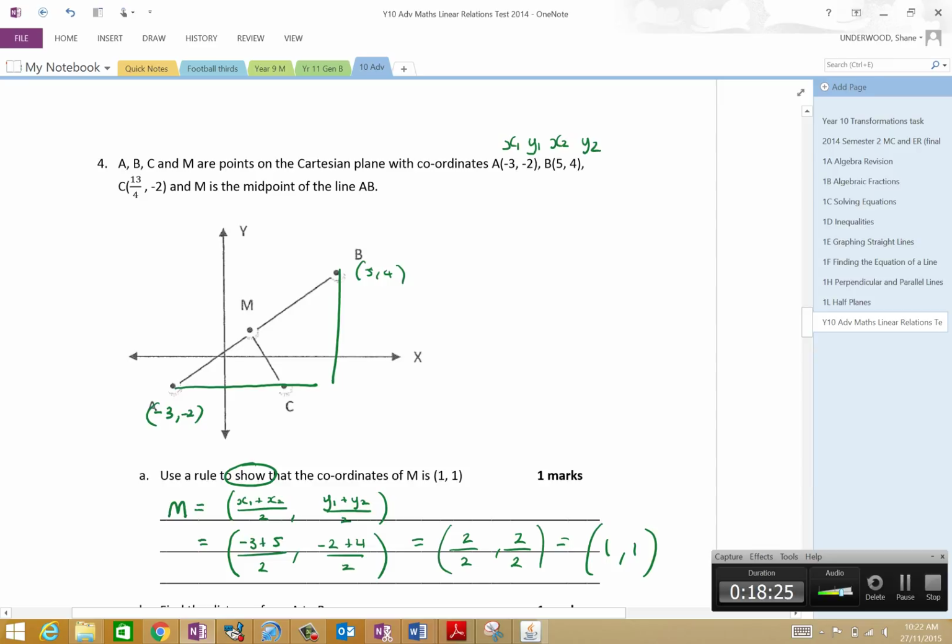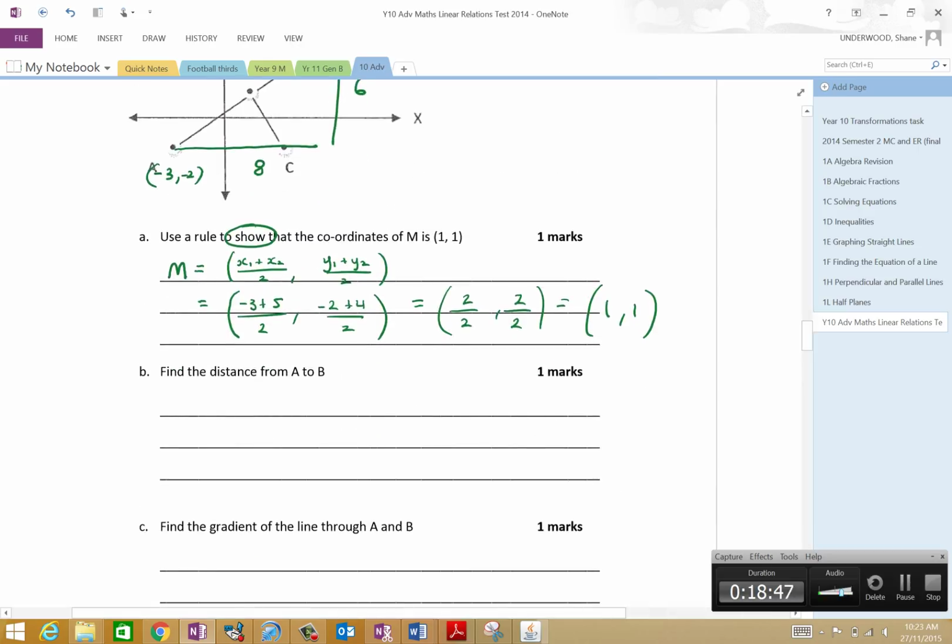Now, in other words, my rise, or this distance, is going to go from -2 to 4. You don't have to do 4 minus -2. To go from -2 to 4 is a distance of 6. And to go from -3 to 5 is a distance of 8. And we, of course, want to find what that is.